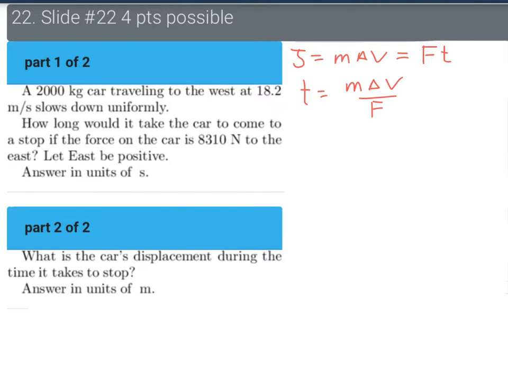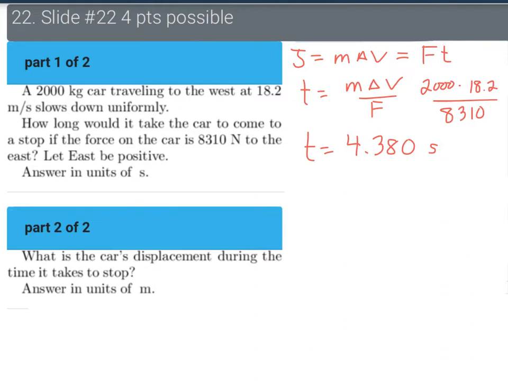If we go ahead and plug in our numbers, this is going to be 2,000 times 18.2 divided by the force, which is 8,310. So our time is going to be equal to 4.380, and that's in seconds.